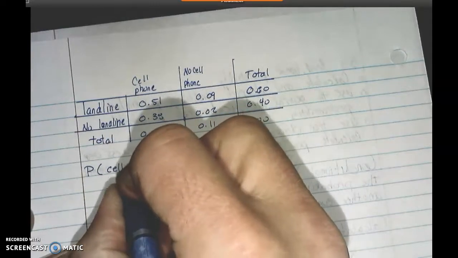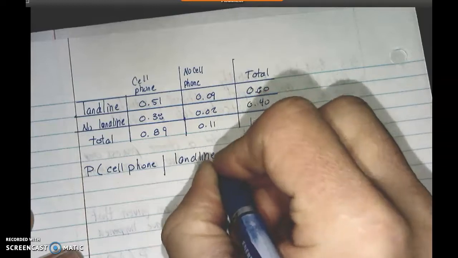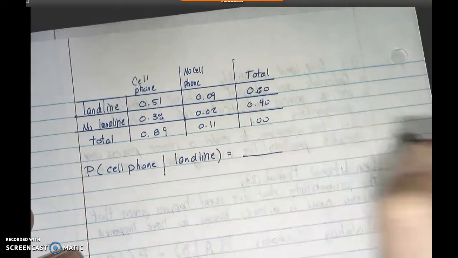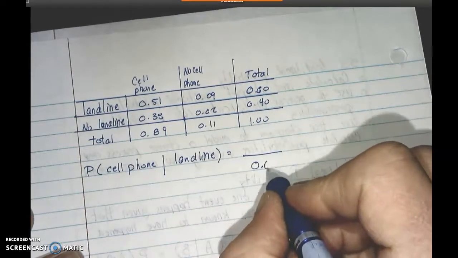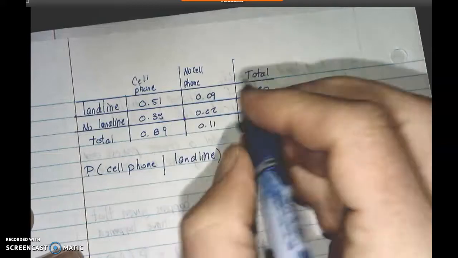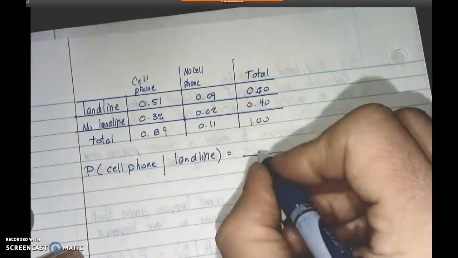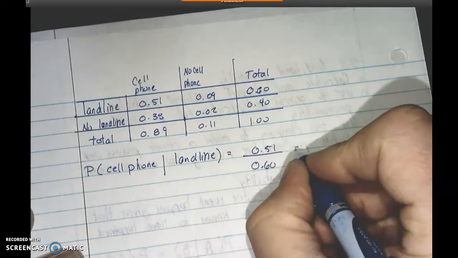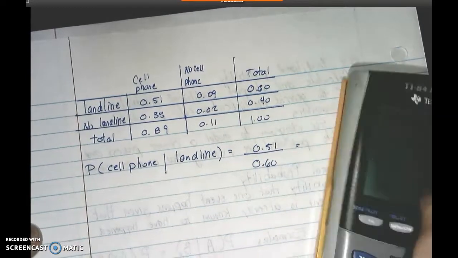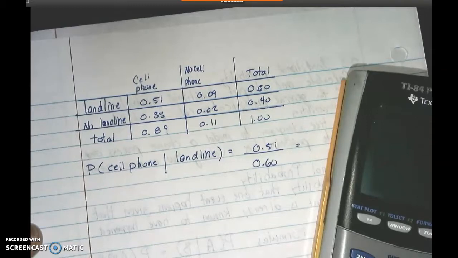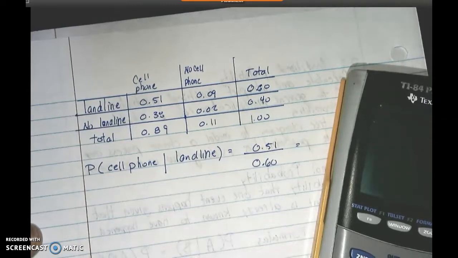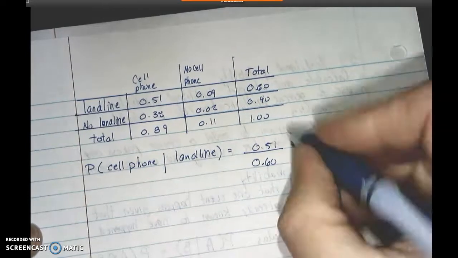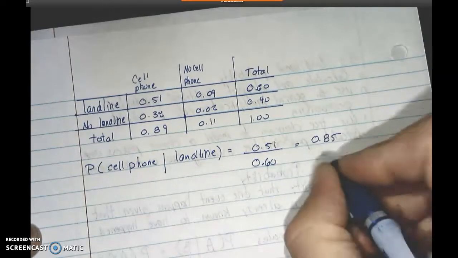So we could say, what's the probability of having a cell phone given that they already have a landline. Okay, so there's my fraction again. I go to the landline all the way to the end, find the total, and then I go back to the cell phone, and what is that? 0.51 divided by 0.60, 0.85, or that's an 85%.